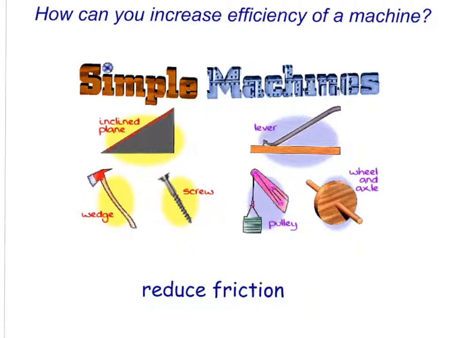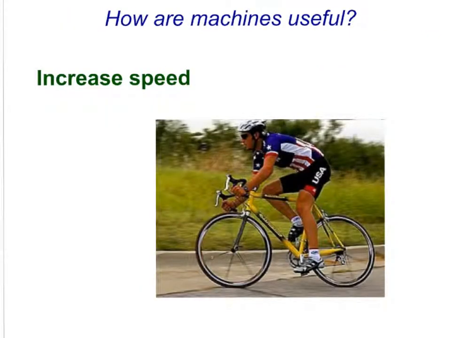There's a lot of work that is done in increasing efficiency of your car, a very complex machine, or a lot of other machines. It's an important topic, and a lot of people do this for a living and make their living trying to think of ways to make machines more efficient. So let's look at some examples of how machines are useful.